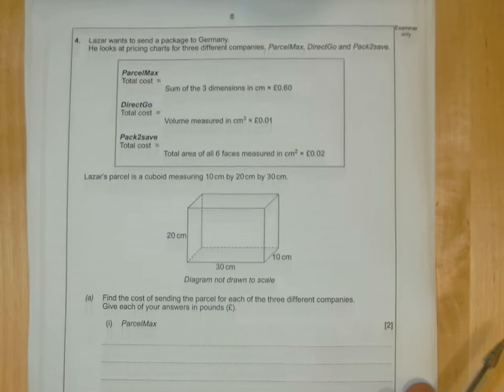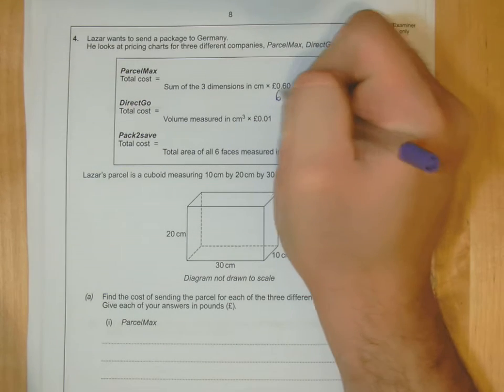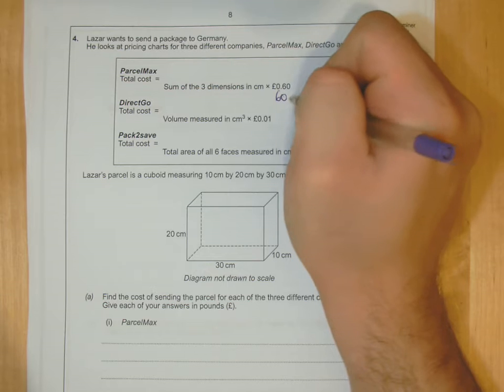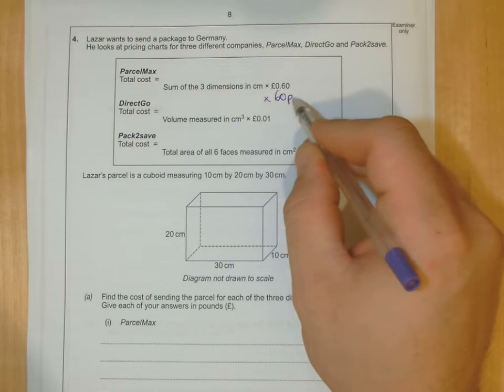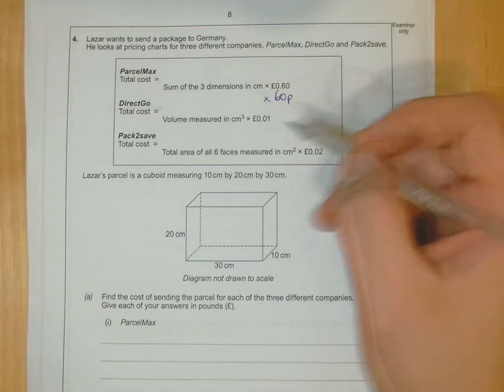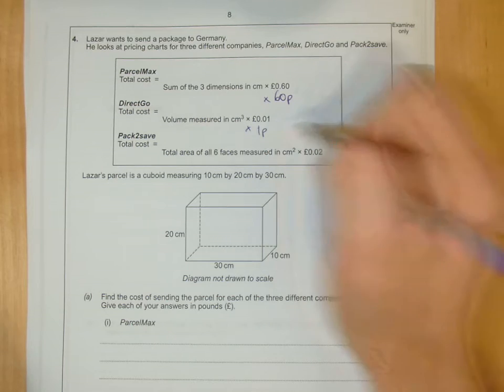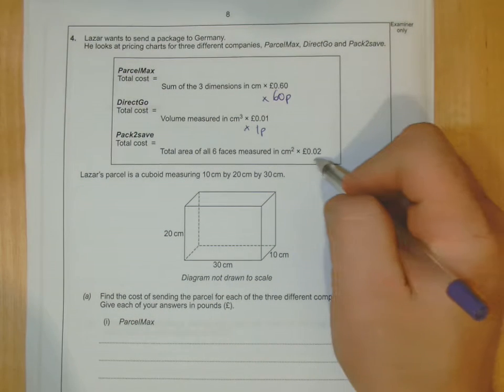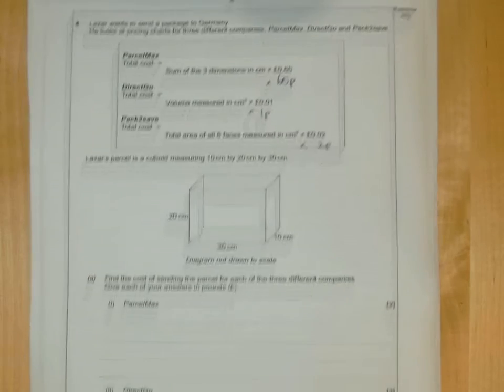So if we start with Parcel Max, now perhaps what you might find easier is, because when you say 60 pence, don't you? So it might be easier to actually work this out by timesing it by 60, okay? And you'll have your answer in pence. And same here, of course that'll just be 1 pence, won't it? So we times it by 1 pence, and then here this will be 2 pence. Okay, so we're going to be timesing it by 2 pence. Might be just easier to do it that way.